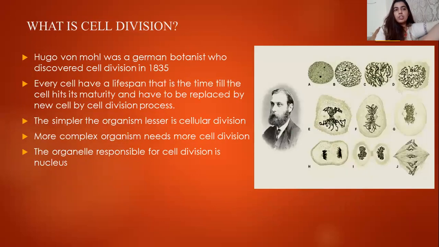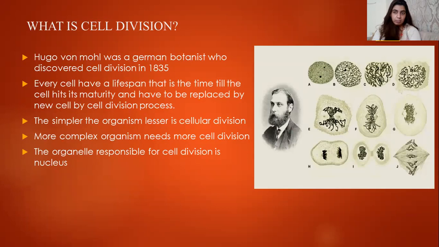Now, cell division was first discovered by a botanist in 1853. He was Hugo Manuel, a German botanist, and he was first just inquiring about cells, and by increasing the resolution and the lenses of the microscope, he discovered that there are thread-like structures, and after some time he discovered that these thread-like structures help the cell to divide into two.